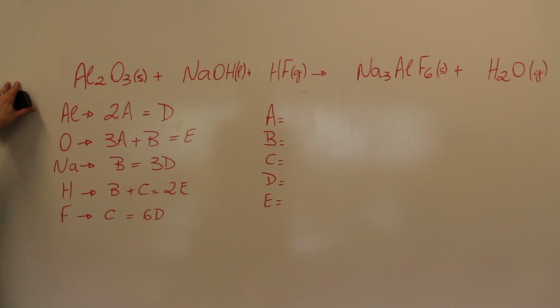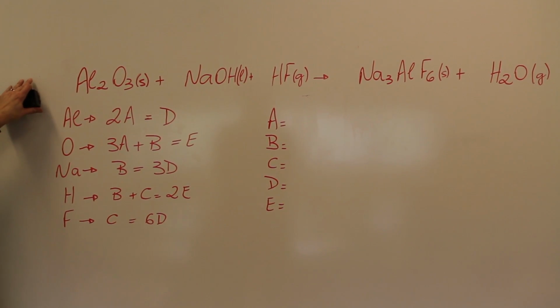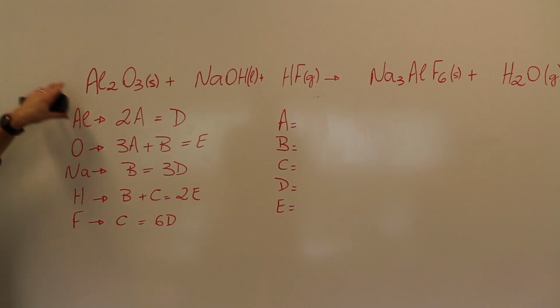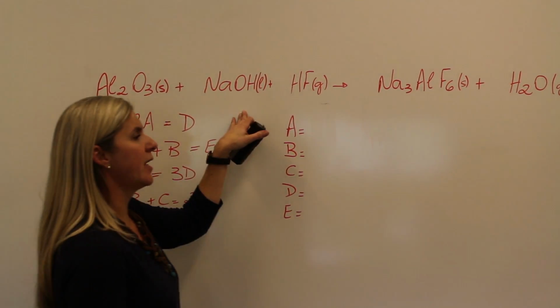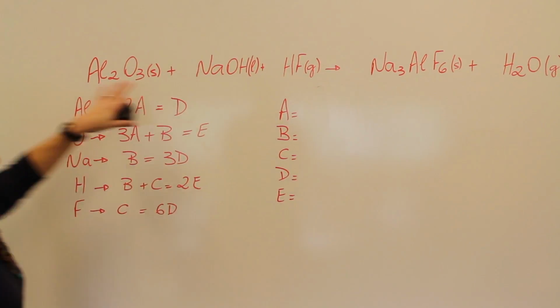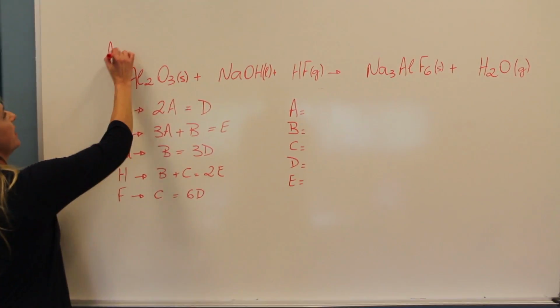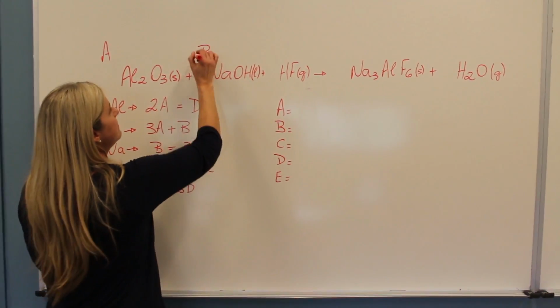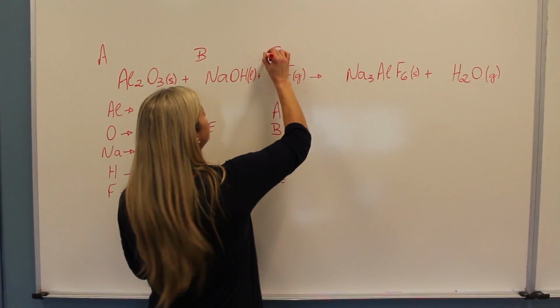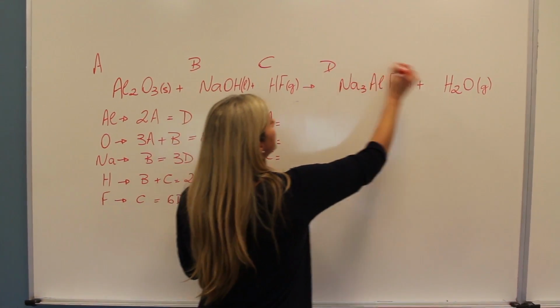First, we need to balance our equation. So we need to have the same number of atoms of each element on both sides, the reactant side and the product side. So we're going to label each compound with a letter. This is going to be A, B, C, D, and E.